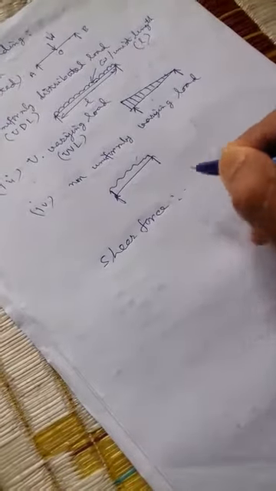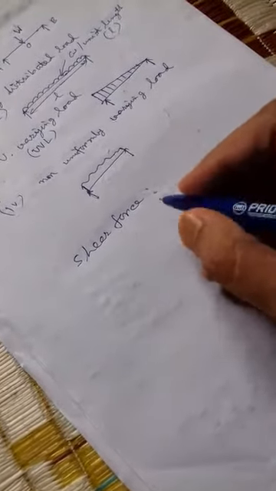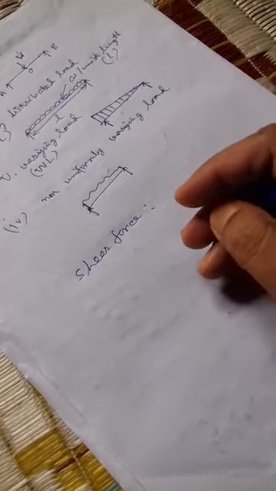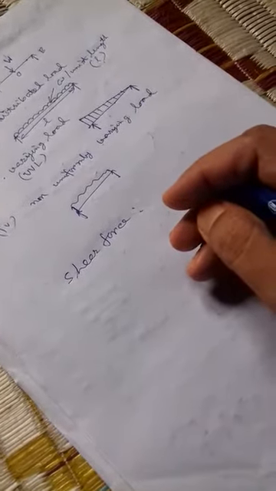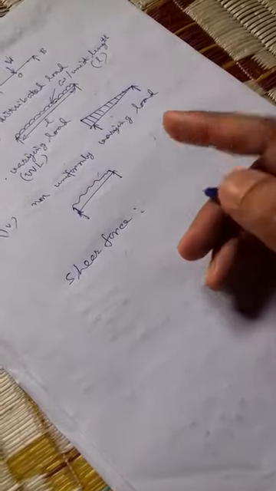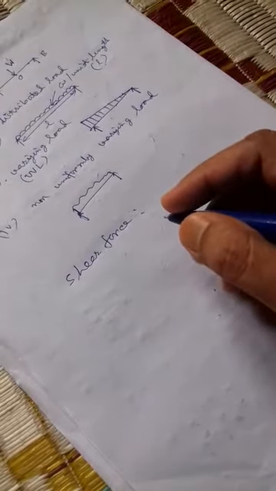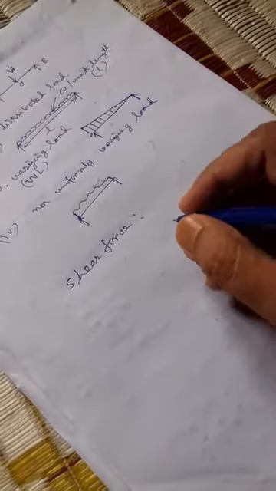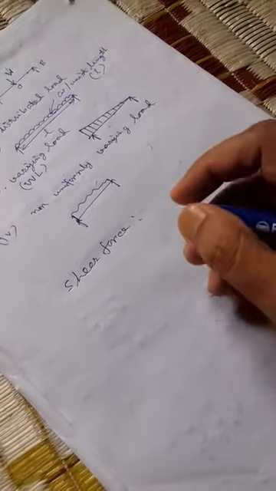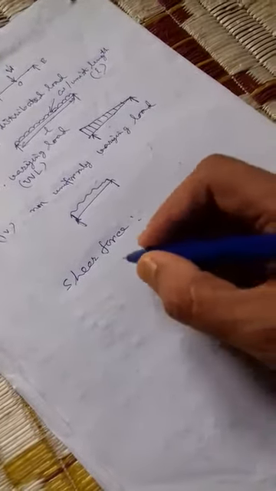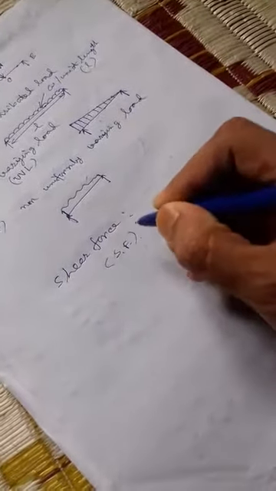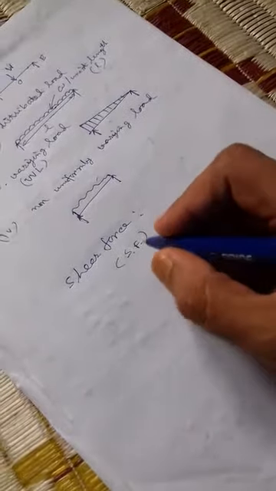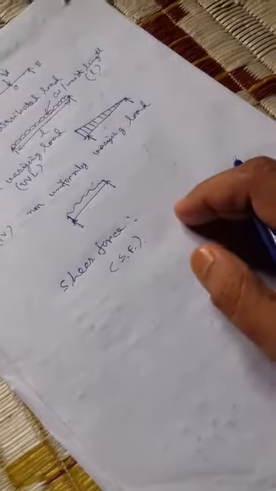Shear force. So what is shear force? The definition is: the shear force at the cross section of a beam is defined as the unbalanced vertical force to the right or left of the section. The short form of shear force is SF. So now I am discussing the definition of the shear force at the cross section of a beam.